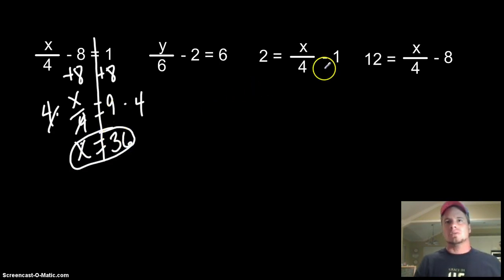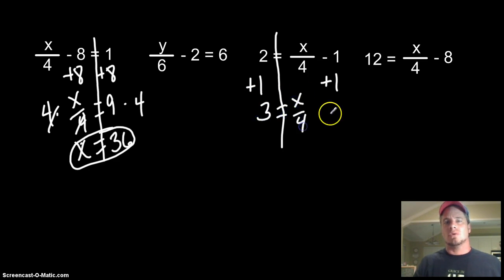Let's look at this one. Okay, I've got a -1 to get rid of, and I got a 4 to get rid of. Let's get rid of the -1 first. We always want to do addition, subtraction before we do multiplication or division. Okay, let's add 1 to both sides because 1 is negative. That gives me 3 equals x over 4.